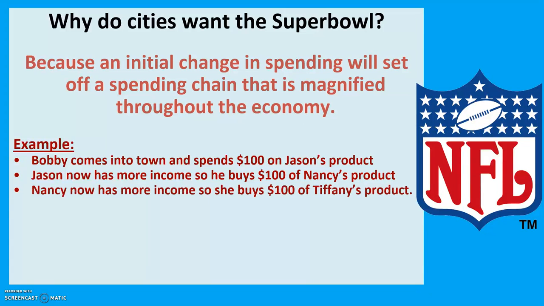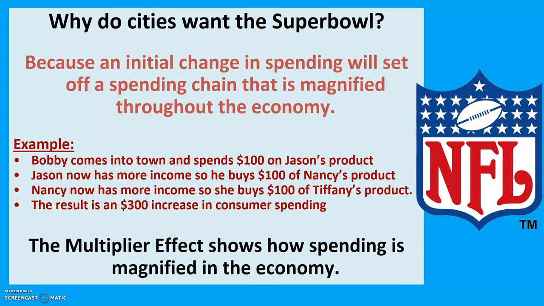Well, Nancy has a whole bunch of money, so she's going to go to Tiffany's store and she's going to buy something at Tiffany's store. And this works its way through the entire economy. Now we have a $300 increase in consumer spending simply because of the initial $100 increase from Bobby coming to town to watch some football.